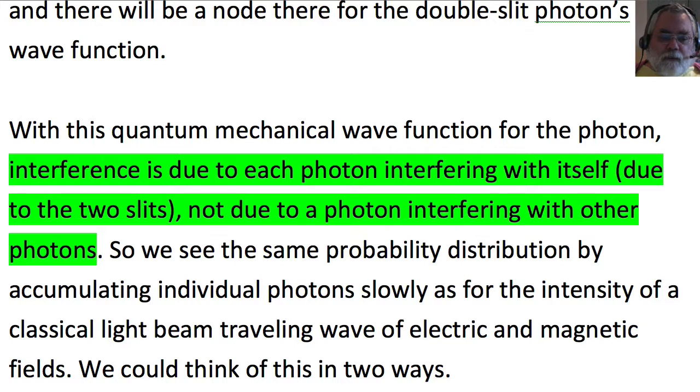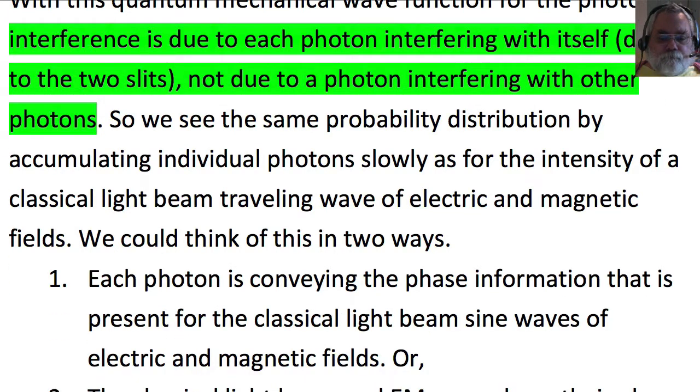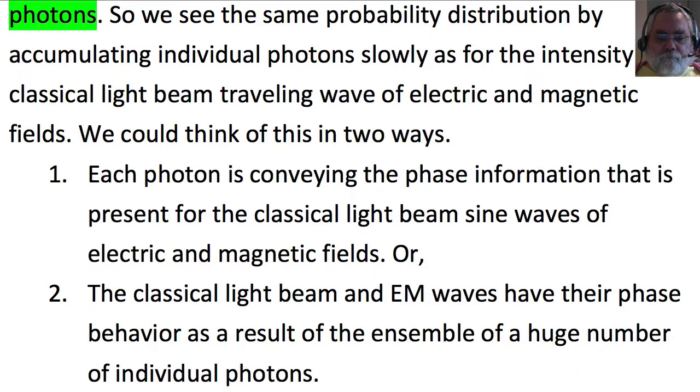As for the intensity of a classical light beam of electromagnetic fields, an electromagnetic wave, we can think about this in one of two ways. We could think that each photon is conveying the phase information that's present for the classical light beam sine waves of electric and magnetic fields, or that the classical light beam and electromagnetic waves get their phase behavior as a result of the ensemble of a huge number of individual photons.